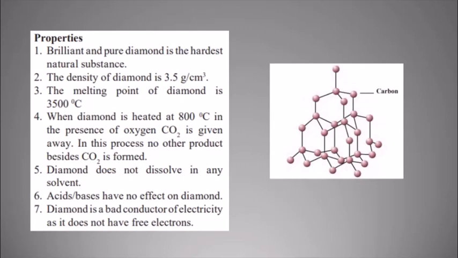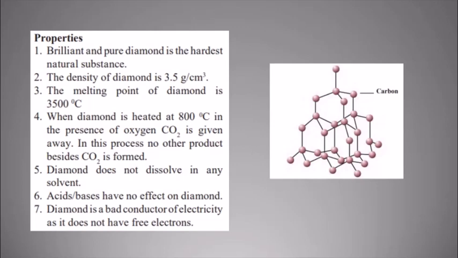Whenever we heat diamond at around 800 degrees Celsius in the presence of oxygen, carbon dioxide is given away. Now, diamond does not dissolve in any solvent as it is very hard, so you cannot dissolve it in any acid or any other substances. As it does not dissolve in any solvent, acids and bases do not have any effect on diamond.